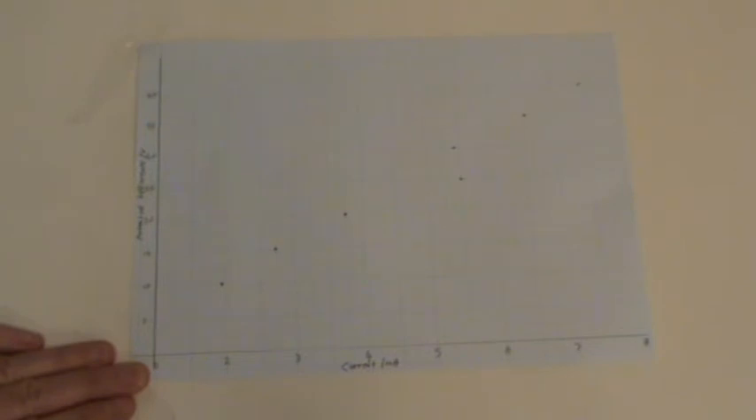I would say 90% of the time when I see anomalies, the reason for those anomalies is not because the data is wrong, but because the data has been plotted in the wrong place. So first of all, check that, rub it out if it's in the wrong place, and plot it in the correct position.